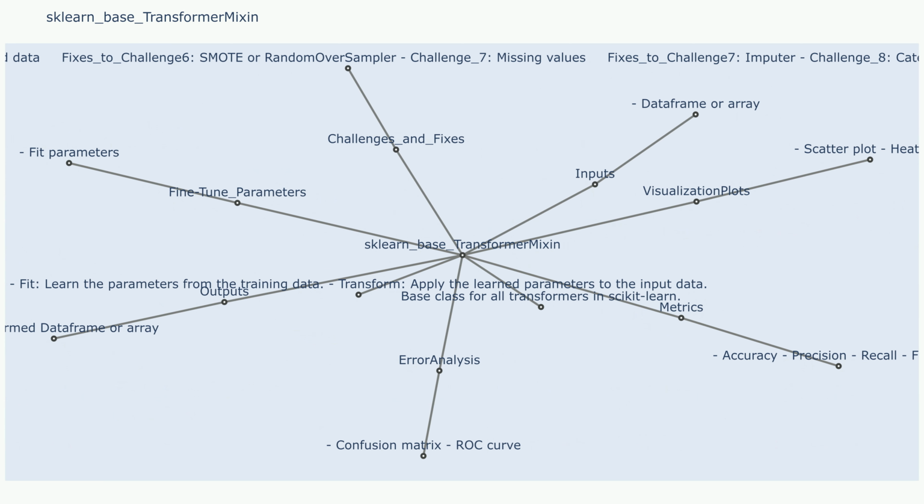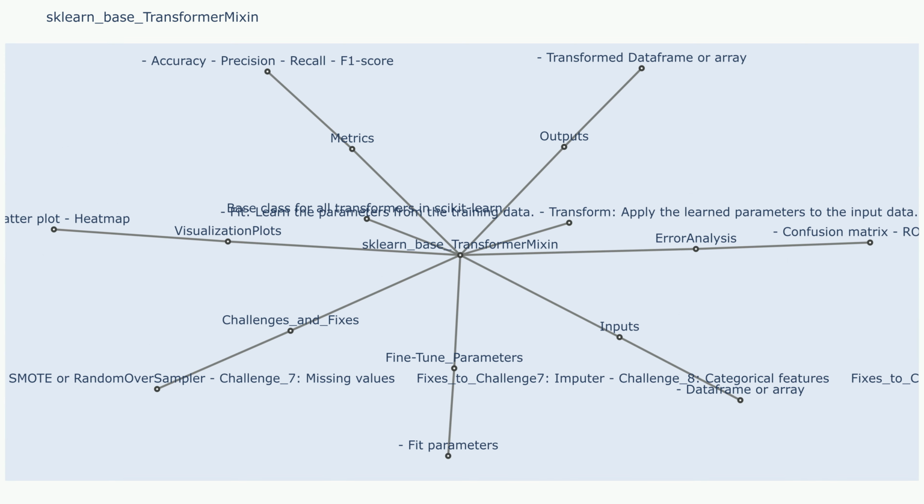Challenges and fixes. Challenge 1. Data leakage. The transformer may learn information from the target variable, which can lead to overfitting. Sample use case that resulted in challenge 1: using a transformer that calculates the mean of a feature within a target class. This could lead to the transformer knowing the target class for unseen data.